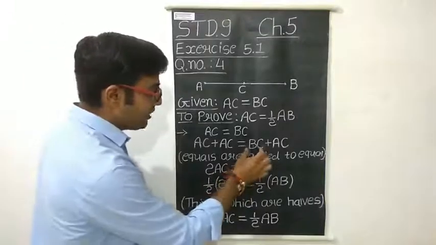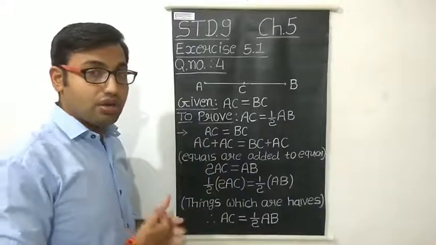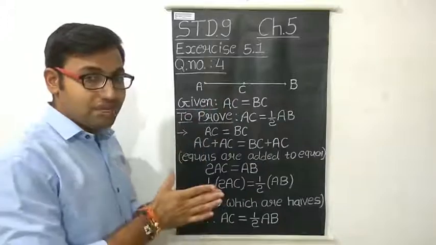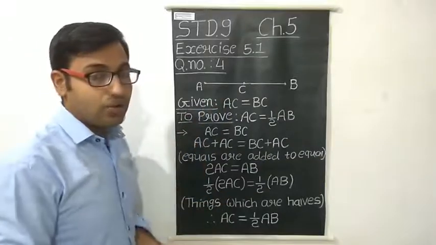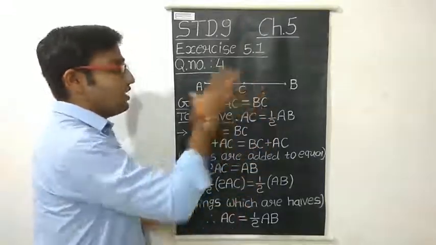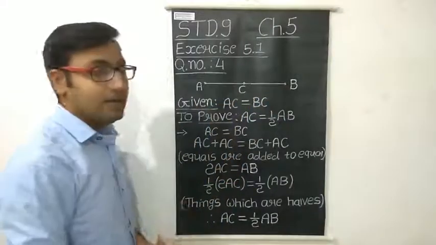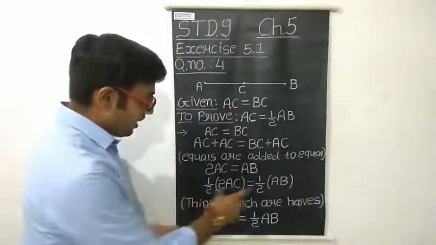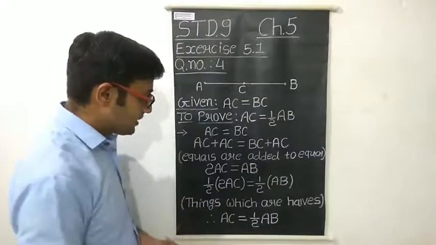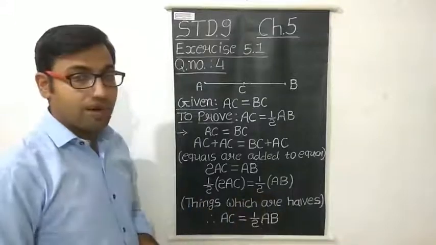Why can we write BC plus AC is equal to AB? Because remember, one more axiom is that whenever two things coincide with each other, then both are equal, right? So AC plus BC will coincide with AB. That is why instead of AC plus BC we can write AB. Now divide both sides by 2. Then what will happen? This 2 and 2 will cancel out each other, that is equal to AC, and here we will get 1 half of AB.